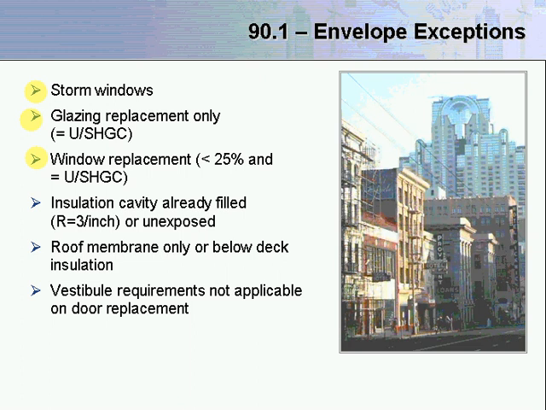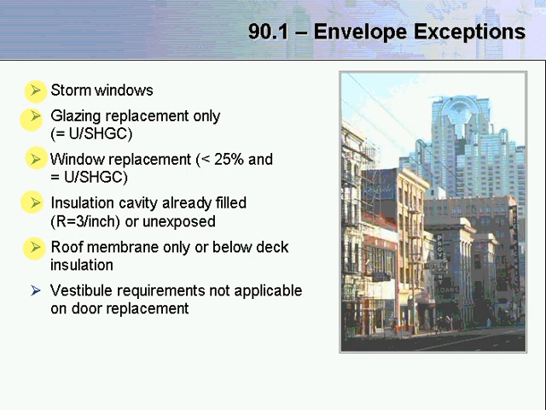If you're replacing the window with the frame and sash, a complete window unit, and you're replacing less than 25% of them, then again, full compliance is not required. However, the U-value and solar heat gain coefficient must be at least as good in that case. On insulation cavities, roof, wall, whatever it happens to be, if the cavity is already filled with R-3 per inch insulation, typical fiberglass and those kinds of materials, or if the cavity remains unexposed, then no compliance is required. On a roof membrane, if all you're doing is replacing the membrane and you're not exposing the above-deck insulation, no compliance is required.